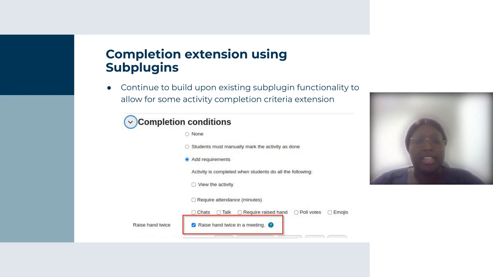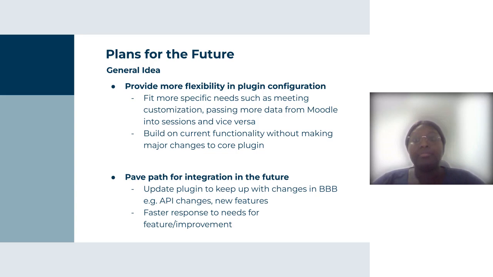Here is a more visual representation of what we've started the groundwork for. These are the settings of a BigBlueButton activity. In the core plugin, and by core plugin, that is to say BigBlueButton as it currently is within Moodle, has options to use meeting participation for activity completion. So the one outlined in red here, however, is not present in the core plugin, but we are working on it, and we have designed a way to add more options without making this change in the core plugin itself.